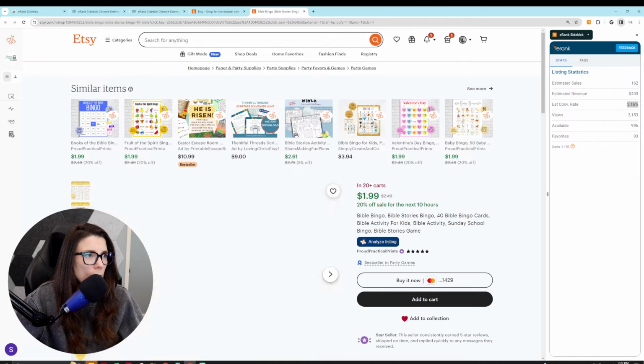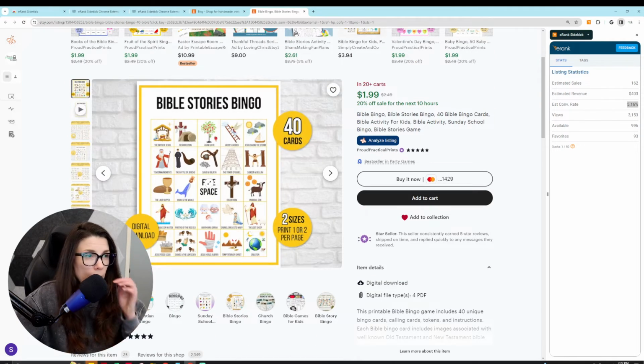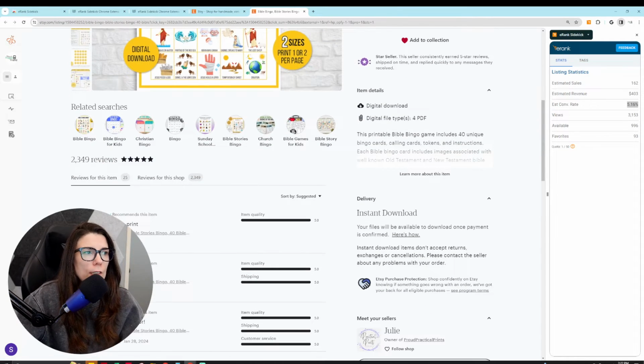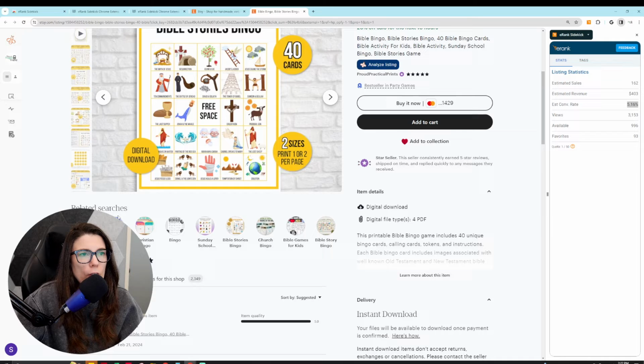They don't. Okay, so it looks like it's just one US letter size page. So they don't even offer it. Oh, no, they do offer it in two sizes, print one or two per page. So they're offering multiple sizes. So I'm just taking note of all the things that people are liking about it. And you can always go to the reviews: easy download, good quality. They like the quality, exactly what they're looking for. So I always look at the reviews too to know what people like about the product.